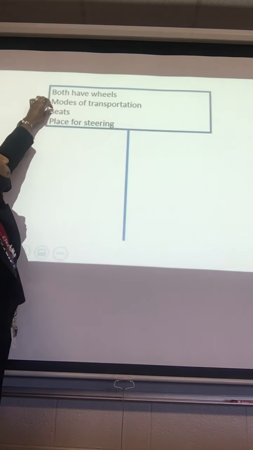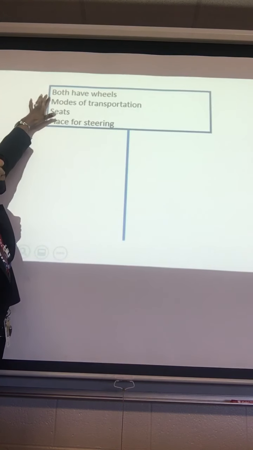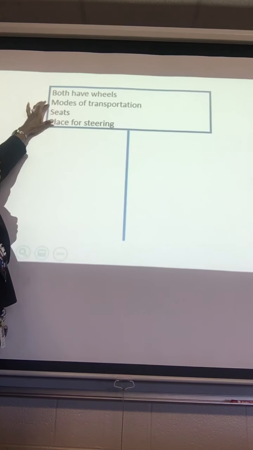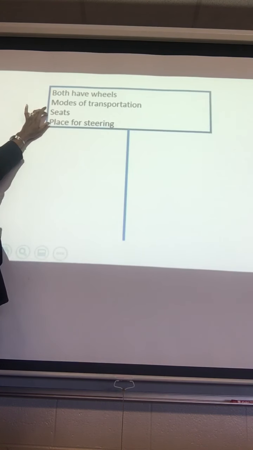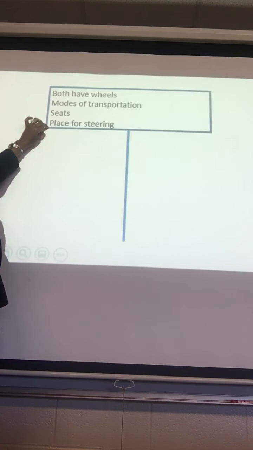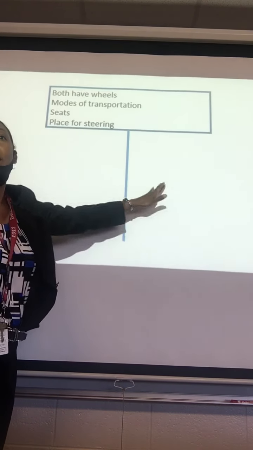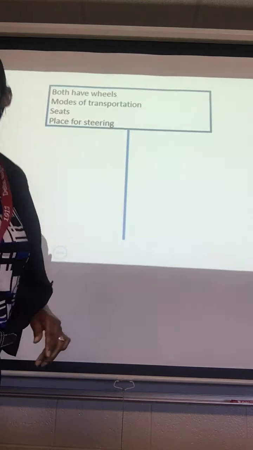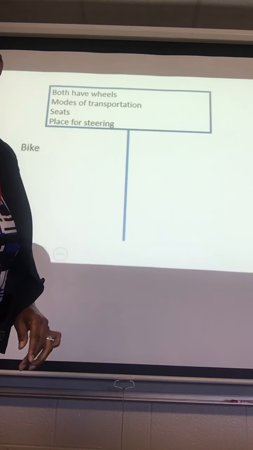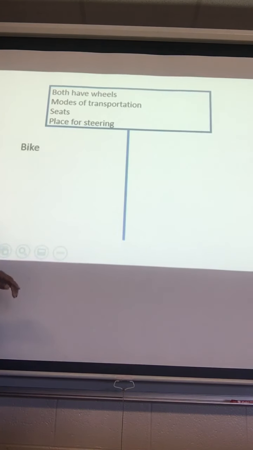So can we say that both the car and the bike have wheels? Can we say that they're both modes of transportation? They both have a place for steering. So then down here, what we're going to do is talk about how they differ. And you're going to use this chart in just a moment. You're going to take a look at that video, and then you're going to do the same thing.